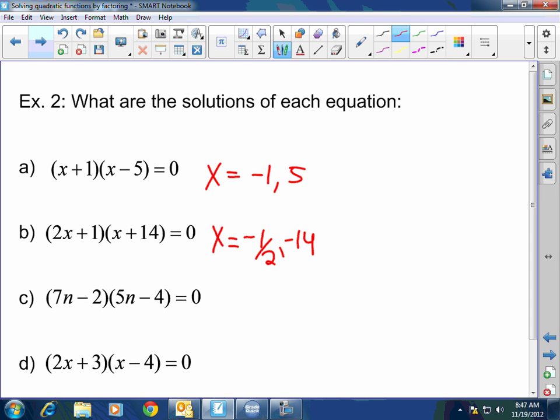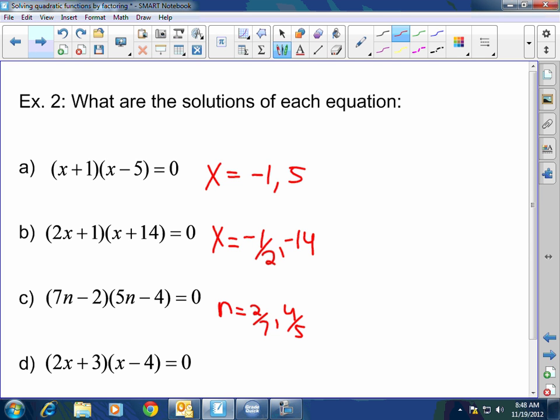Great. Letter C. The product is (7n - 2)(5n - 4) = 0. So that activates the zero product property. So therefore, my solutions would be that n equals 2/7 and 4/5. Very good, gentlemen.